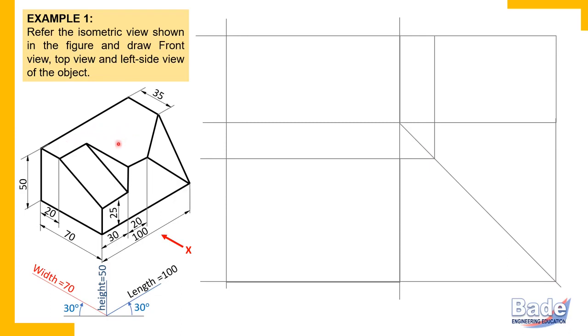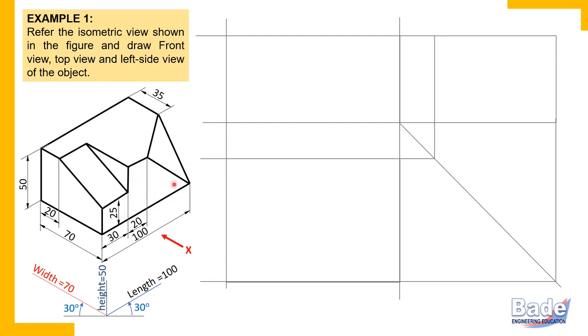So this surface is parallel to HP. How do you come to know? Listen, it has two principal edges, parallel to length and parallel to width. Now which view gives you length and width? Length and width appear in the top view. That means this surface shows a true shape in the top view. It is parallel to HP. Length, width, reference plane is HP. So this surface is parallel to HP and it shows true shape in the top view.